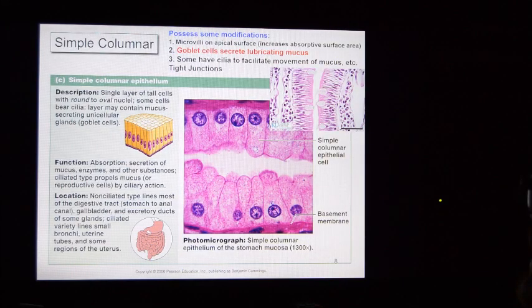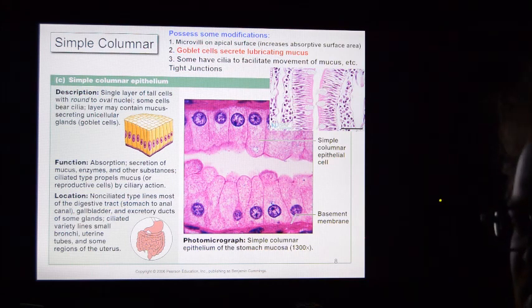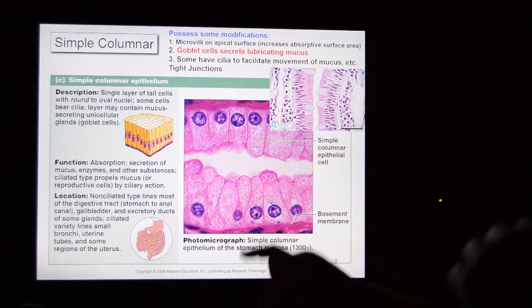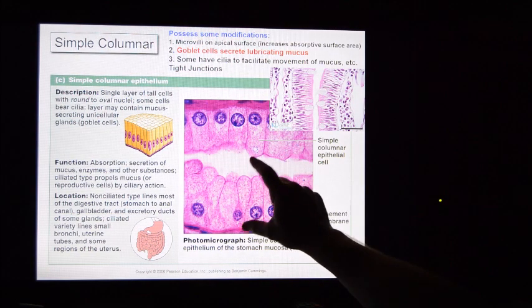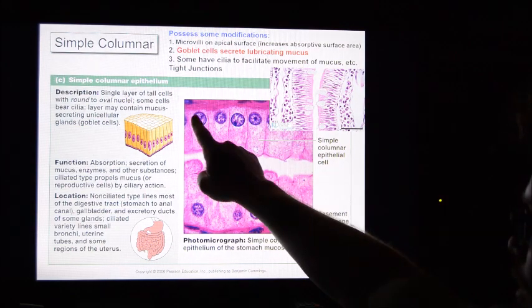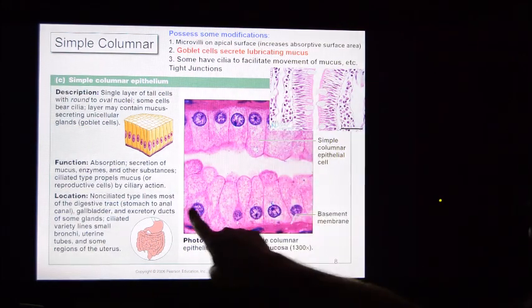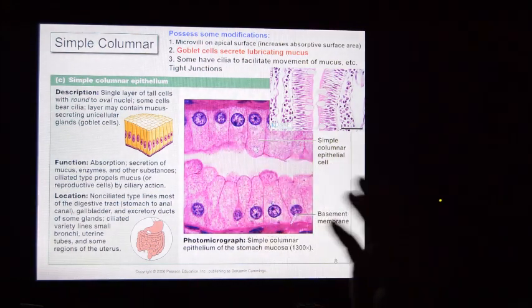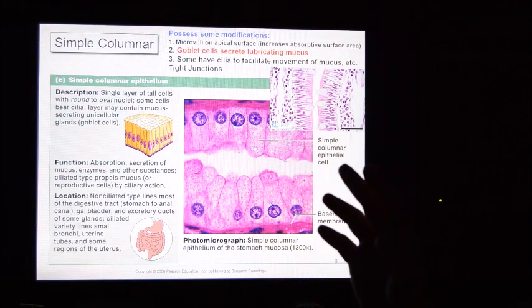Alright, and here is simple columnar epithelium. So simple columnar epithelium is primarily seen in your intestinal tract, both large and small intestine. For my purposes, I would primarily want you to focus on the small intestine. In the small intestine, you get these much cleaner, simple columnar epithelium, nice cells, tall, nucleus in a line, all these tall cells. These are very easily identified simple columnar epithelium.